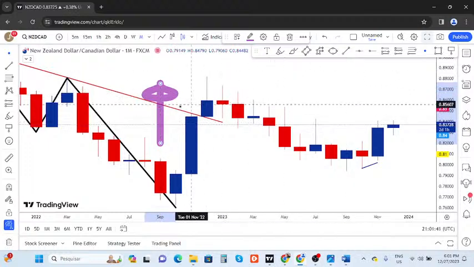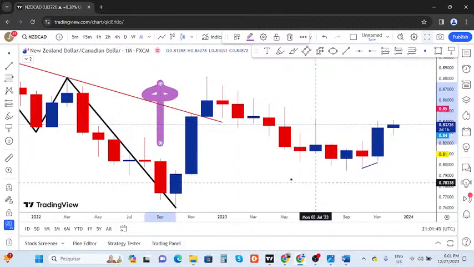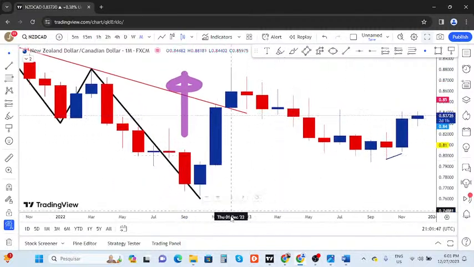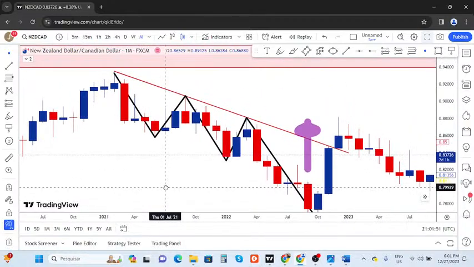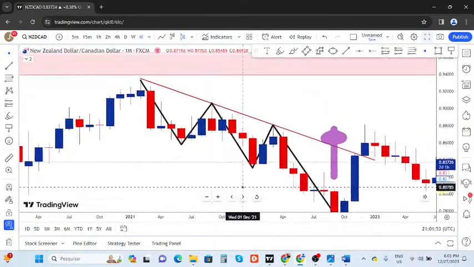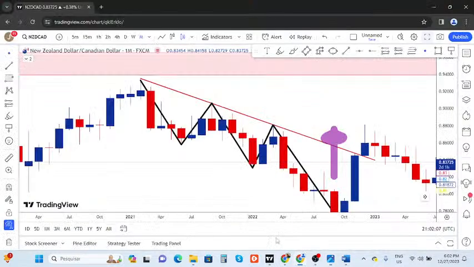We must look at the numbers. All right, guys, it's very, very important. Now that is it for a high. What about a low? When we talk about a low, what is a low? We already looked at the definition right here. What is a low? A low is a center candle with two candles by the left and two candles by the right with a higher low value.